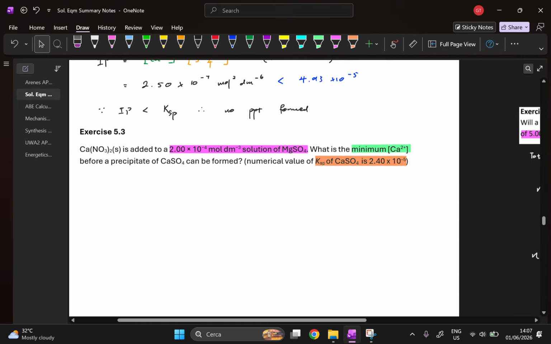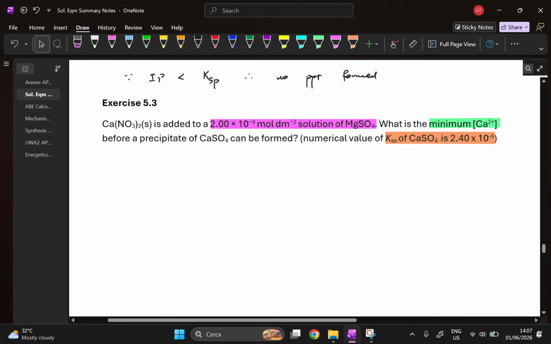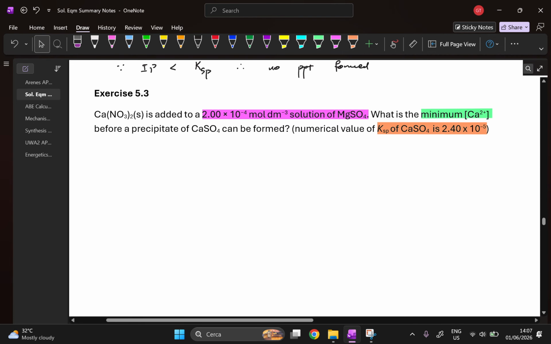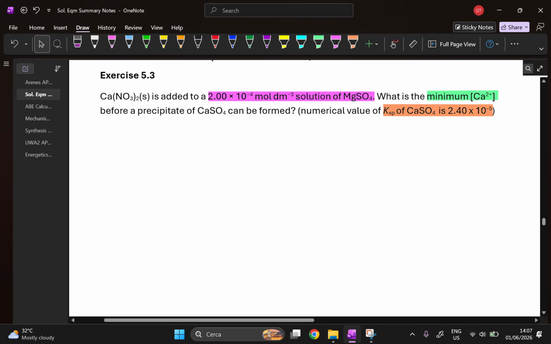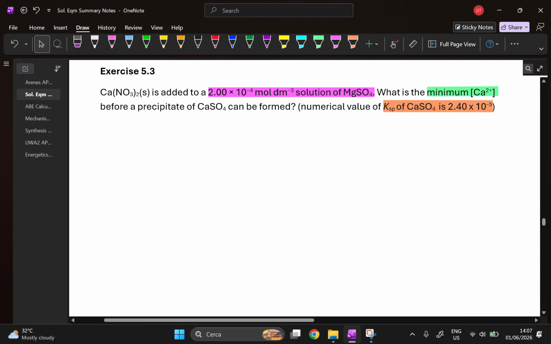And 5.3 now, okay? So 5.3 is not so kind anymore. They need you to consider the mole ratios because this is calcium nitrate. So I have two salt solutions. It is added to a solution of magnesium sulfate, and then they give you the conclusion this time. So they say I want a precipitate to be formed, but I also want to know what is the minimum concentration of Ca2 plus. And then once again, you need to calculate IP. They give you already the KSP.